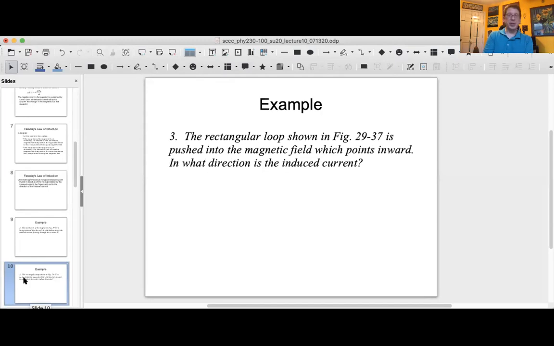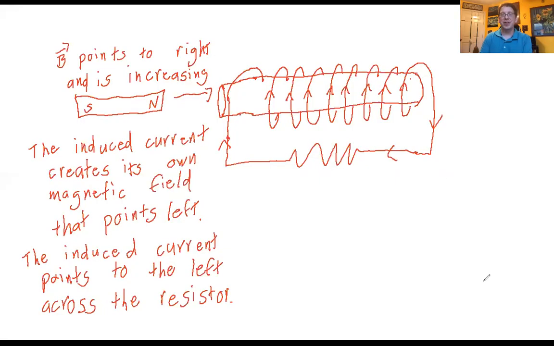So let's move on to another example. The rectangular loop shown in figure 29.37 is pushed into the magnetic field which points inward. In what direction is the induced current? So the magnetic field only applies in a portion of the area. So let's take a look at this example, and you can look on through the book if you want. And this example is easier to visualize on the whiteboard.